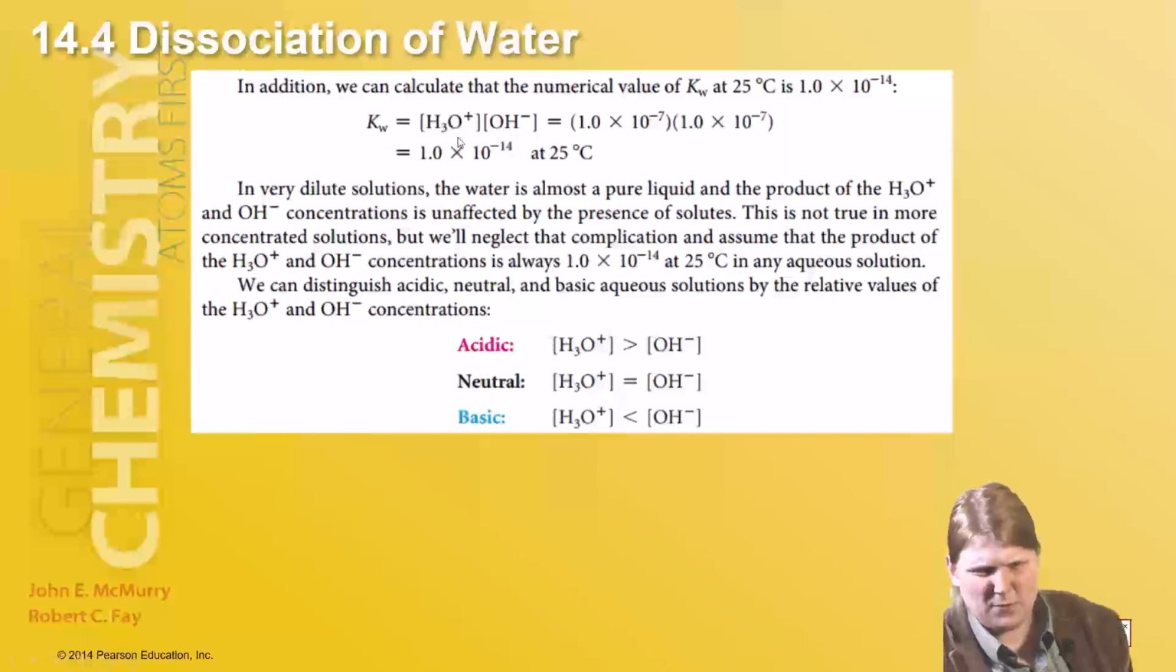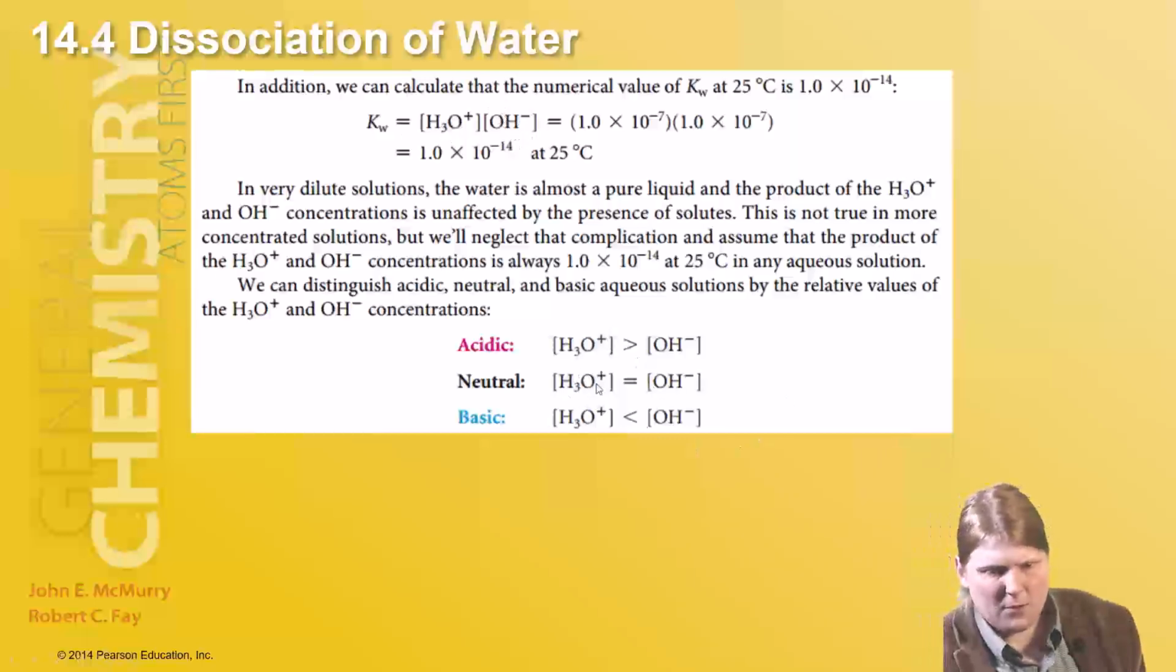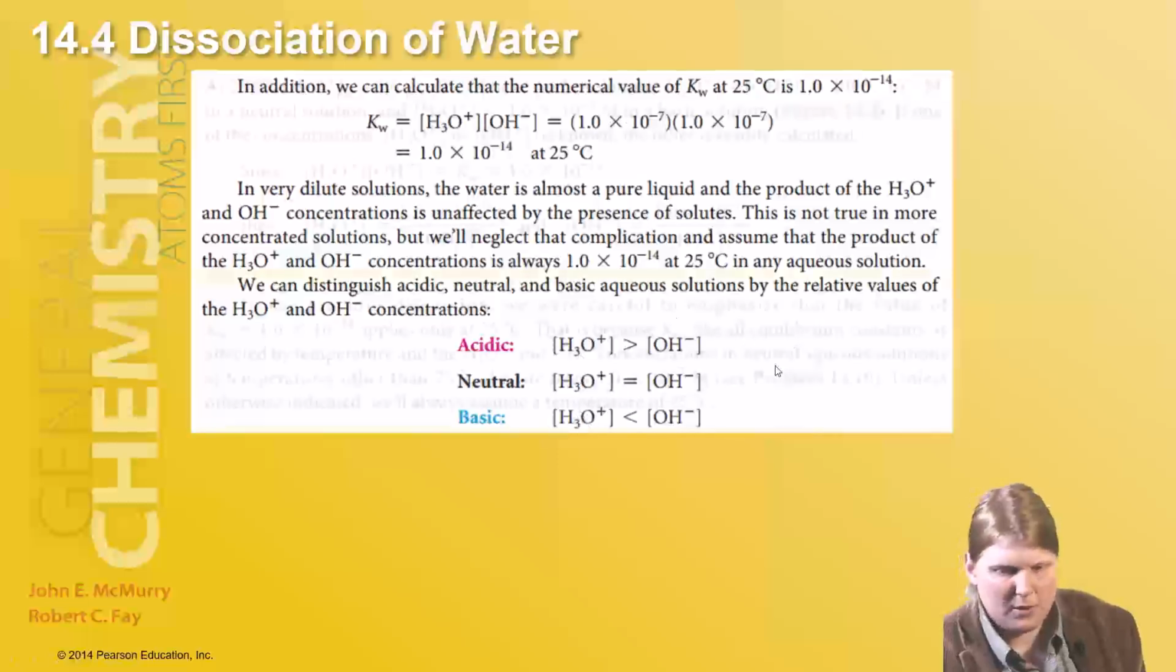If I dump a bunch of H plus in there, I'll also use up some of this OH minus. So if they're equal to each other, that's your 7. If you have more than that, more acid, then it's acidic, and if you have more base, then it's basic. Okay, so that's pretty straightforward.